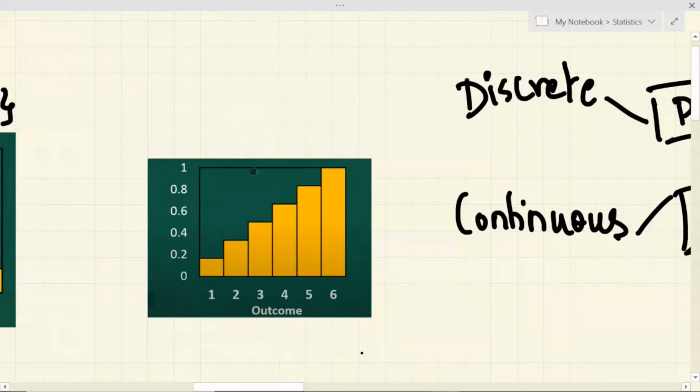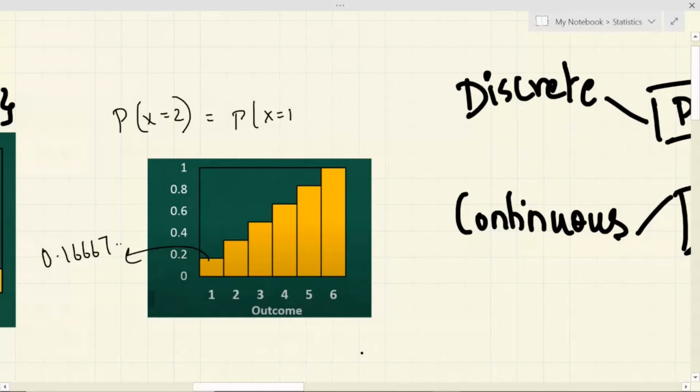When we throw a die, the probability of getting one, as I said, is 0.166, right? So this was 0.16667. The probability of getting 2 is here. When we consider the cumulative distribution function, the probability of getting 2 will be the sum of the probability of getting 1 plus the probability of getting 2.